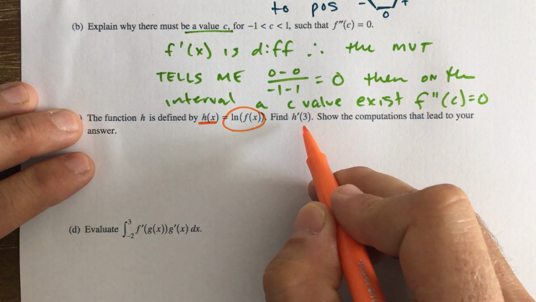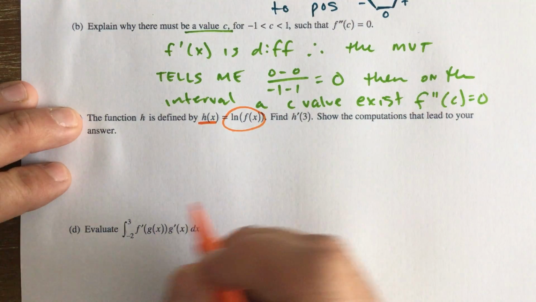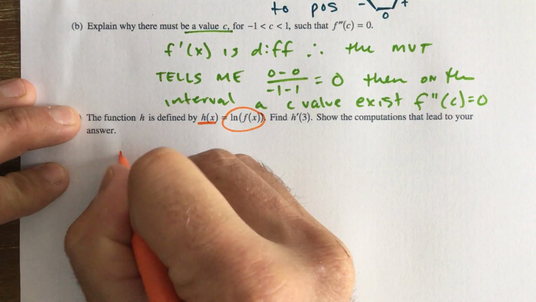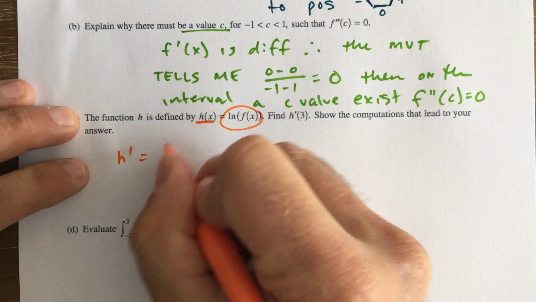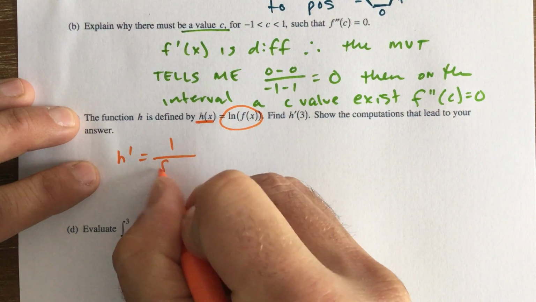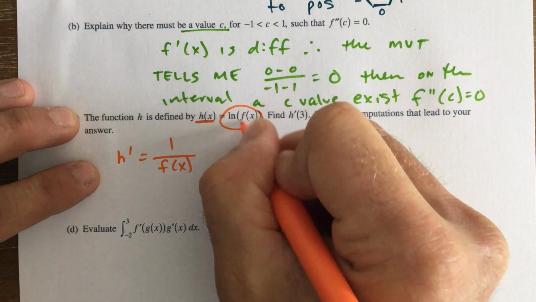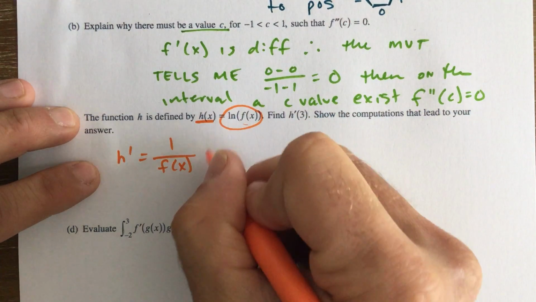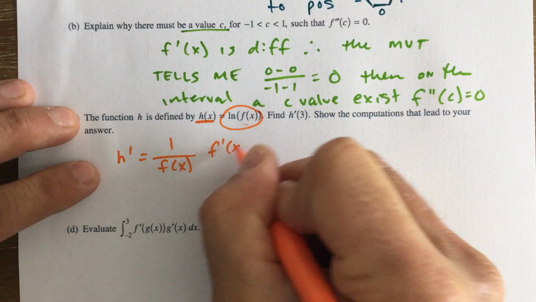And I'm going to use the chart to plug in 3. Show your computations to lead to your answer. So the derivative of h is h prime, and that's equal to, and the derivative of ln of something is 1 over that something, right? And we also have a chain rule on it, so the derivative of f is going to be f prime of x.